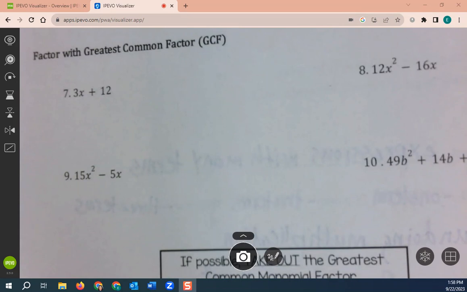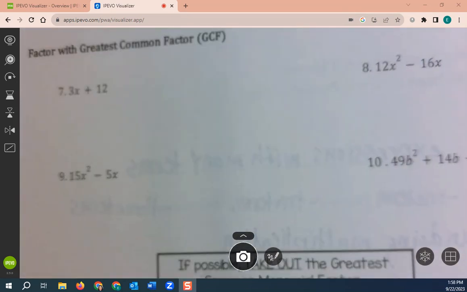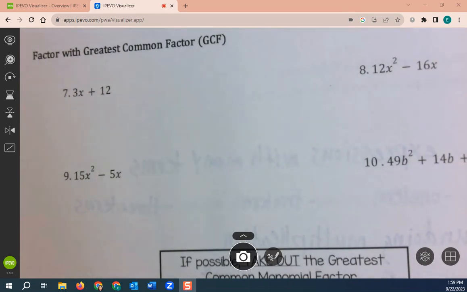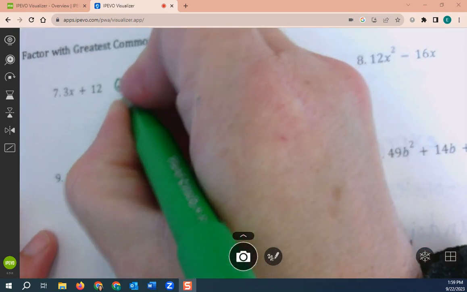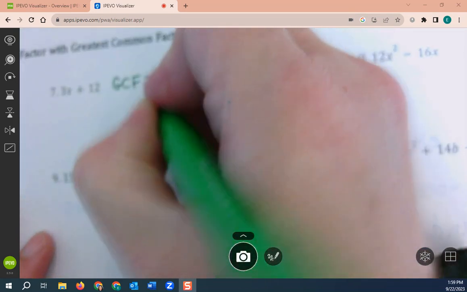Okay. Maya, what's the answer? 3. We can divide 3 by 3. We can divide 12 by 3, right? So 3 is the one. Okay, so the GCF is 3.